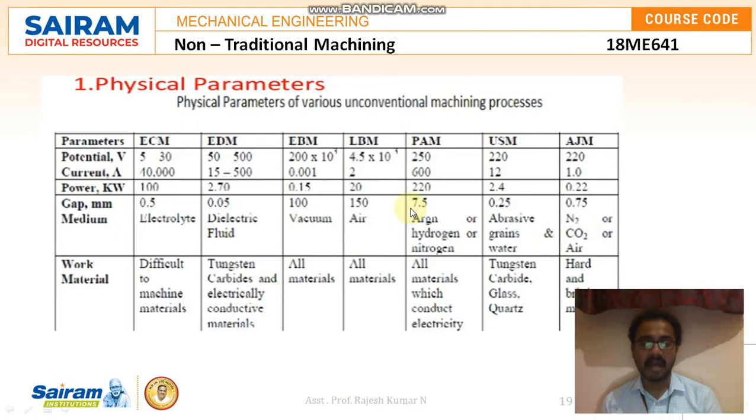Moving to plasma arc machining, the gap to be maintained is 7.5 mm, and the medium should be argon, hydrogen, or nitrogen.